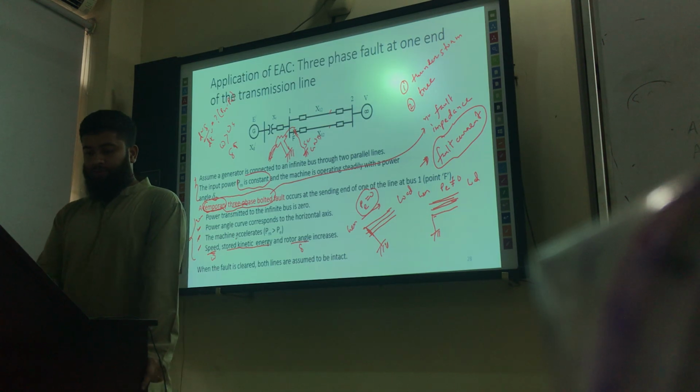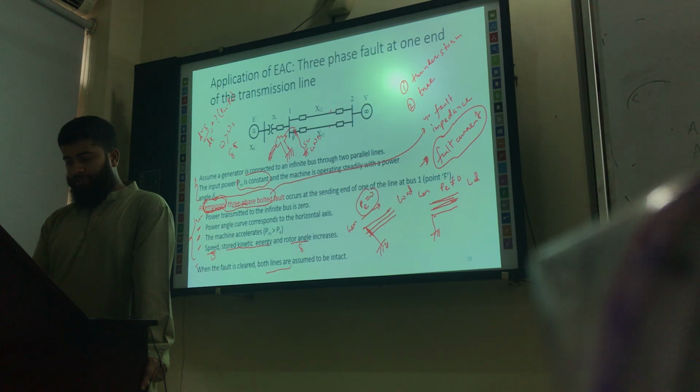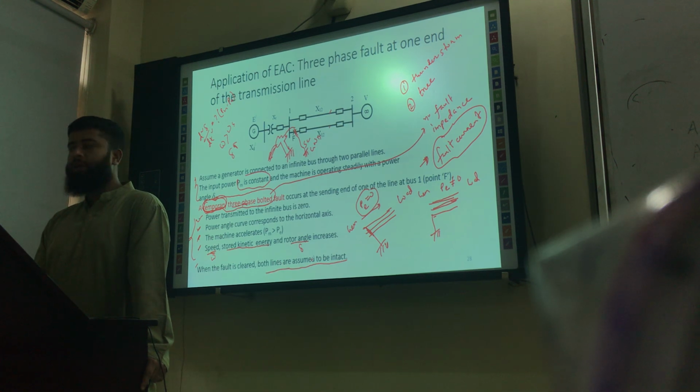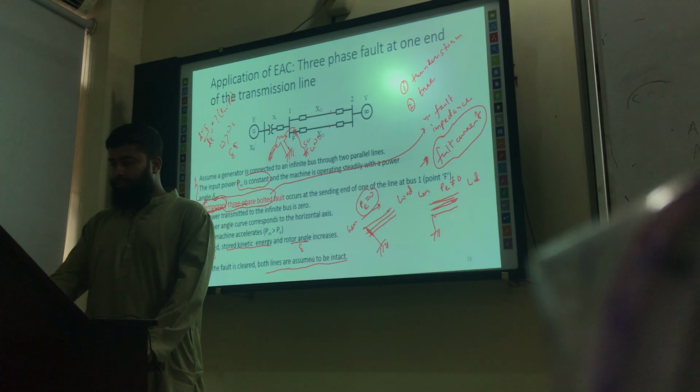Now, what is our assumption? When the fault is cleared, as this is a temporary fault, at some moment this fault will be cleared out, right? So at that time we will assume that both lines are intact when the fault clears out. Okay, this is our assumption. Now, any question up to now?